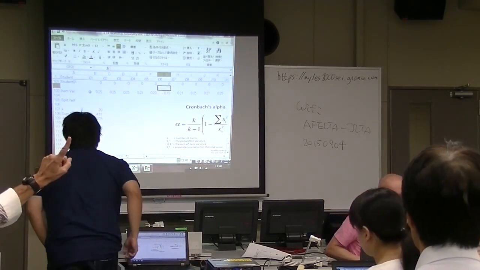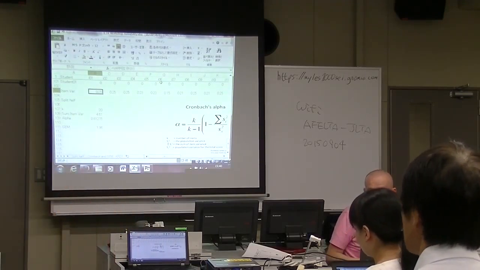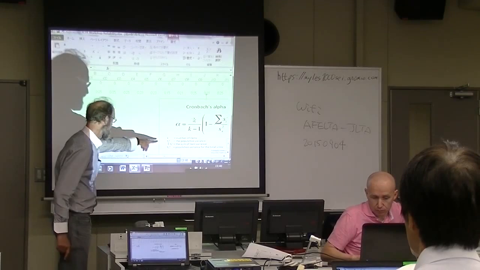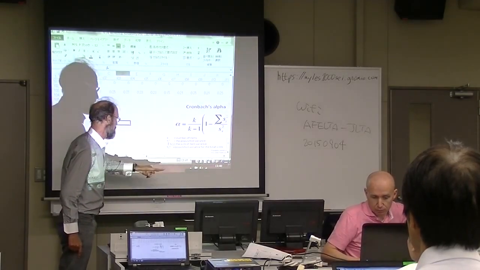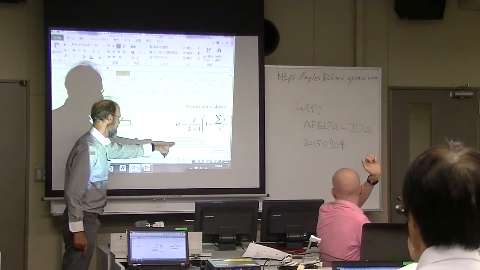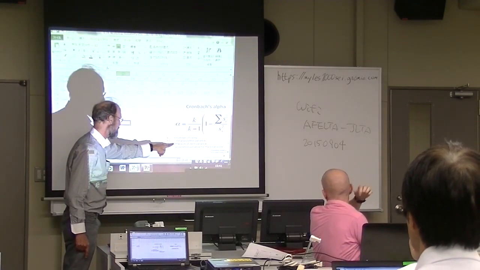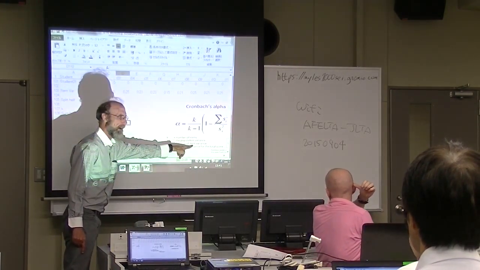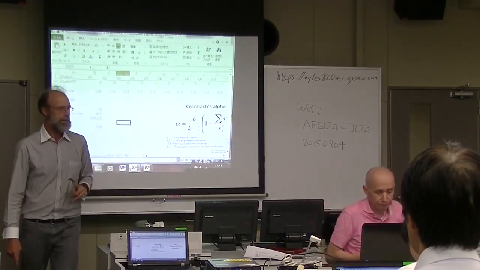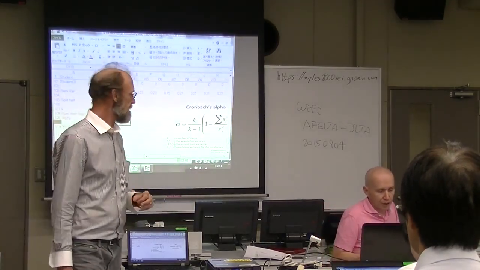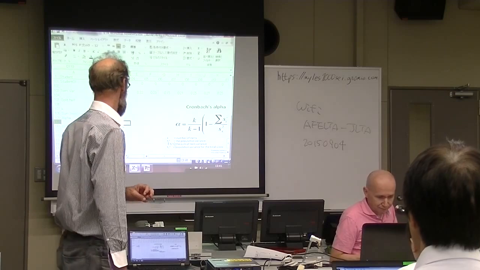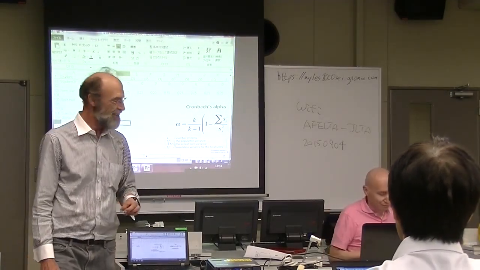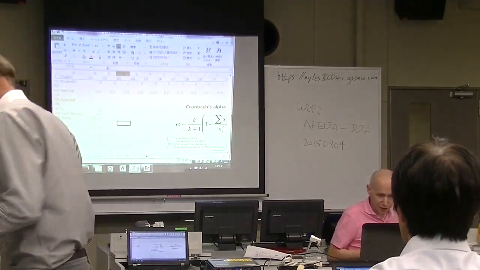Can I ask a question? Sure. Here it says SI2, and here it says SI2. But here it says population, here it says item. I'm confused. This is very confusing. I'm checking that.